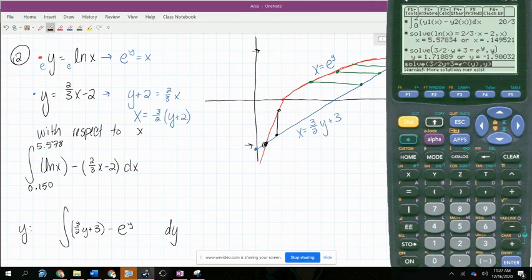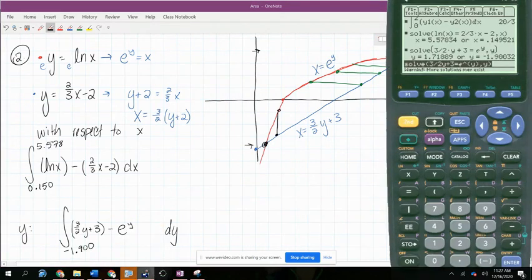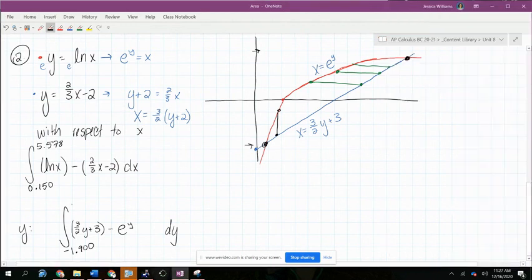So my bottom bound is negative 1.900, and my upper bound is 1.719. And if they asked me to calculate that area, I could do it. I'd use a calculator, but I could do it. Let me scoot this dy over so you remember it there.